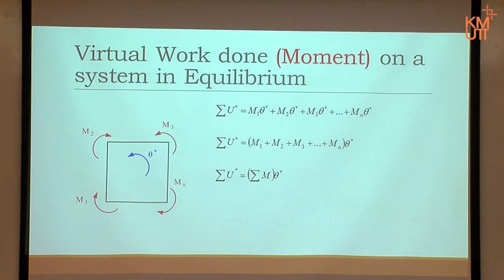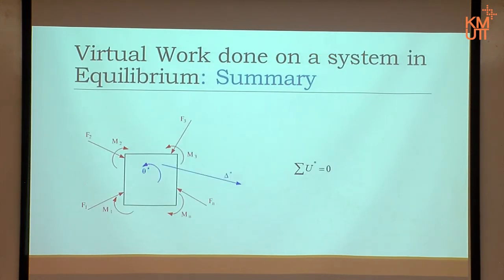Again, if this body is in equilibrium, sigma moment also has to be 0. And therefore, the work done is 0. What does this proof mean? It means that if the body is in equilibrium, the force will make the summation of all work done by the force 0. The summation of all moment done is also 0. So when you combine all of them in the body, it must also be 0.